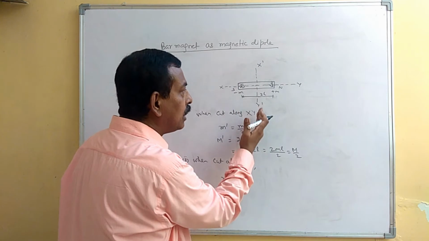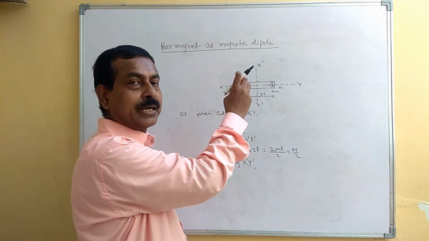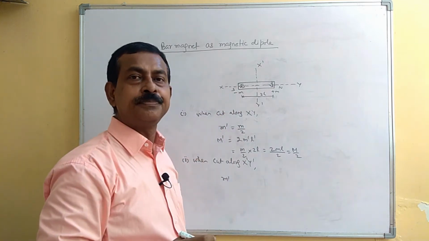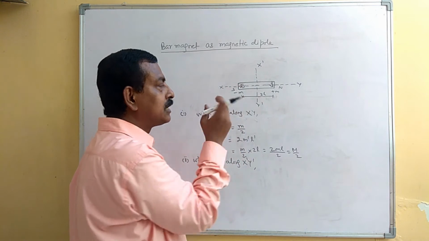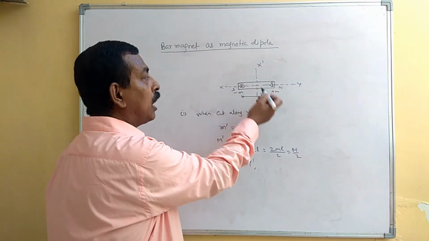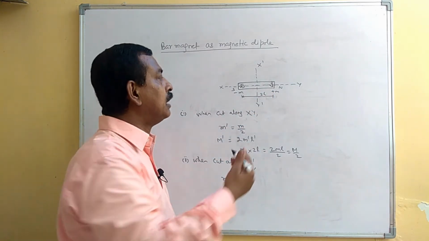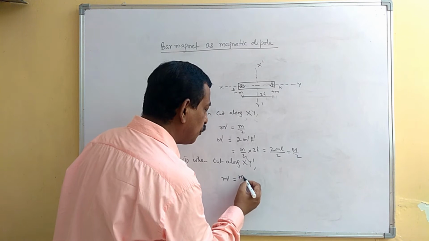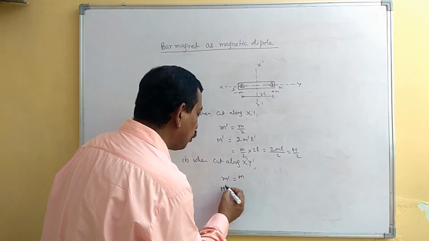Now if you are cutting along x dash y dash, the pole strength of the magnet is not getting disturbed, because accumulation of the magnetic charges near the poles remains the same. Of course, here opposite poles will be developed or induced. So here m dash will remain same as m. That is the pole strength.